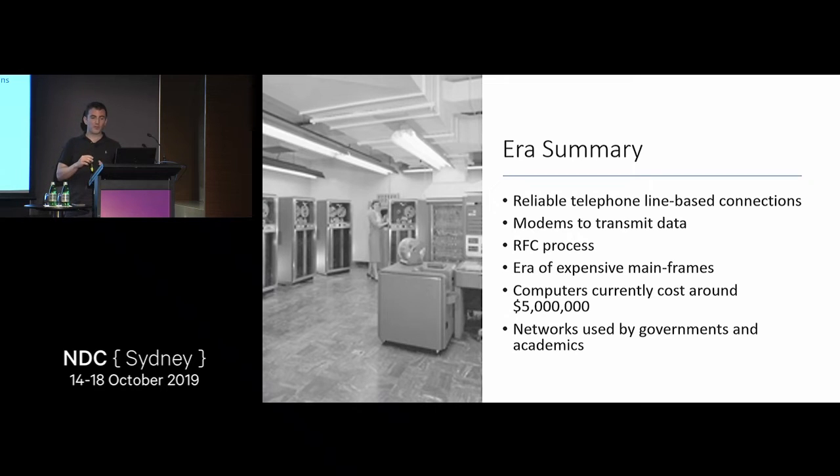So as we move on from the prehistoric cloud era, we've now got reliable telephone line-based communications. We have modems. We have an RFC process. I really can't emphasize how important this RFC process is going to be. This is going to be an important way to establish and share new ideas. We're very much in the era of expensive mainframes as well. And computers are currently costing around $5 million or so. So only very large organizations can afford to purchase some of these machines. The network at the moment is solely focused on academic and government use. Commercial use is absolutely out of the picture at the moment.